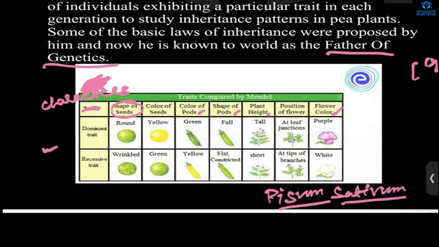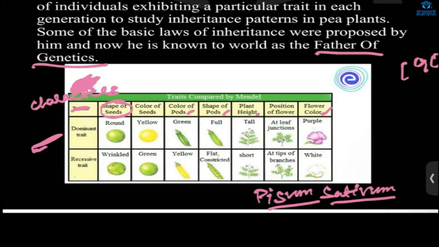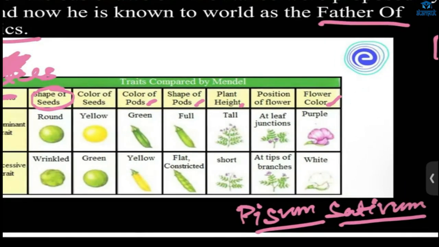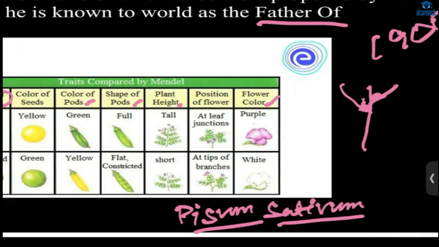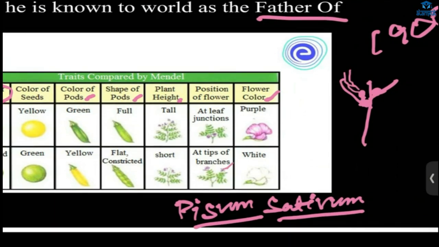And for that, he found the dominant one. Round was dominant, yellow was dominant in the case of color of seed, and for color of pod, green was dominant, and for shape of pod, full. That means it was a good shape, not constricted. And the height, tall. Flower at leaf junction, that means when the stem is starting, right, from here itself the flower will start. After that, only the leaf and all will come. In case of the recessive trait, the flower will come at last. And the color of the flower, we have purple and white. White is the recessive.